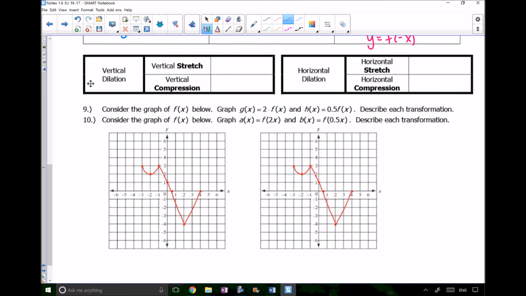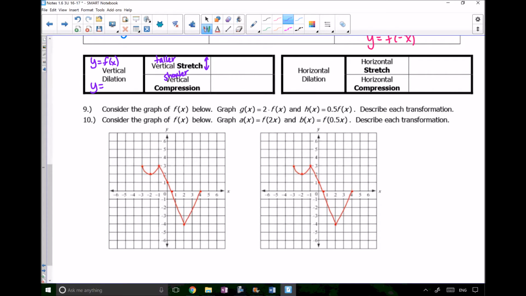So for vertical dilation, if your original function is y equals f of x, your new function becomes y equals a times f of x. When you stretch it, it becomes higher, so you're just stretching it vertically this way. When you're compressing it, you are smushing it down so that it is a lot shorter. So this is making it taller, this is making it shorter.